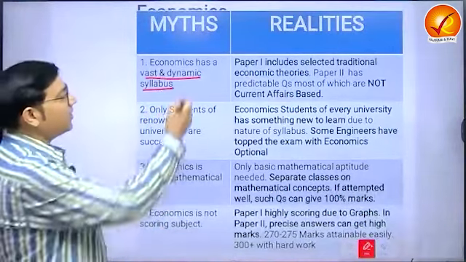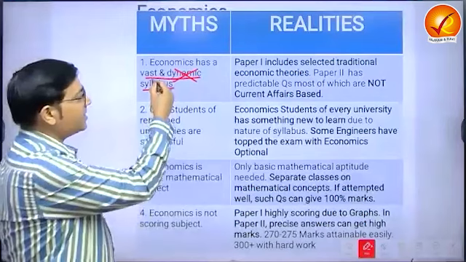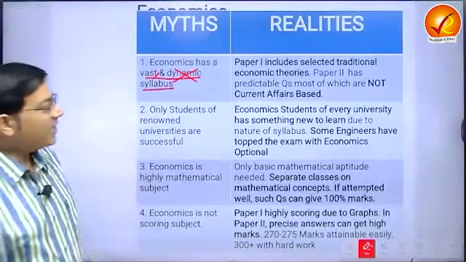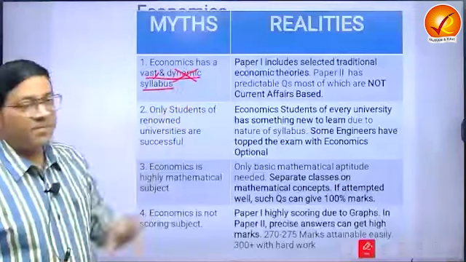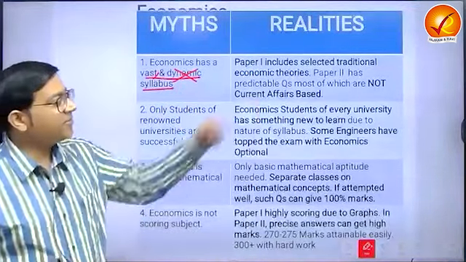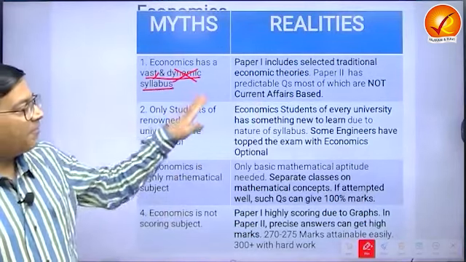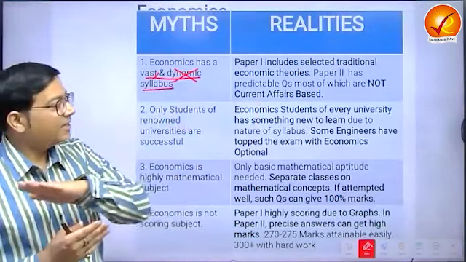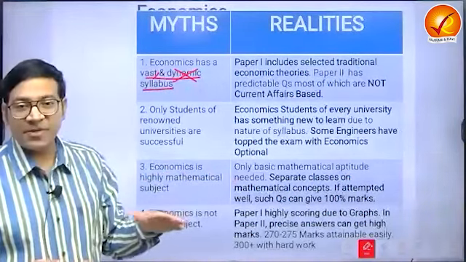It is clearly not dynamic, that I can assure you. Vast, I may still partly agree, but it is clearly not dynamic. Dynamic means what? Dynamic means anything which year on year keeps on changing, or something which is very current affairs based. The reality is that paper 1 is completely static. Okay, there is no dynamic element in paper 1.